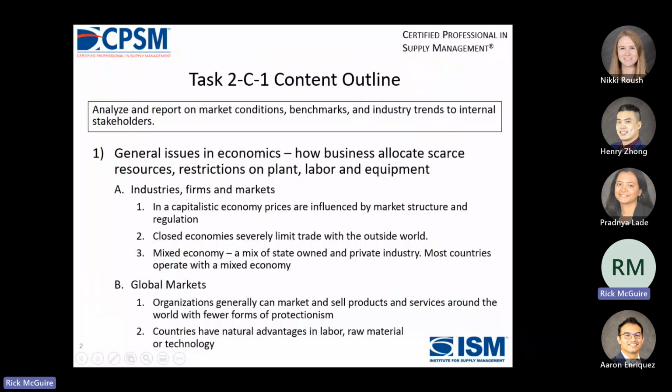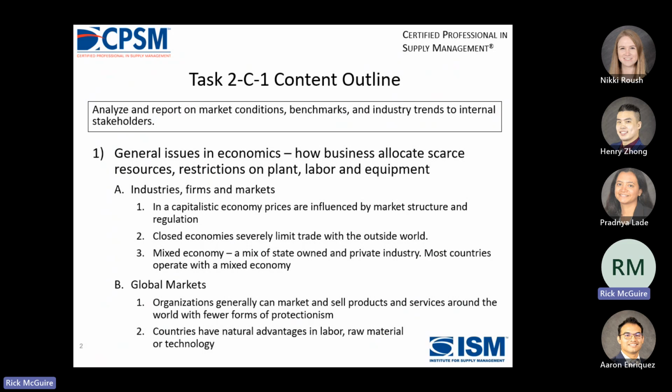So general issues in economics: how businesses allocate scarce resources, restrictions on plant, labor, equipment, etc. In a capitalistic economy, prices are influenced by market structure, regulation, a few other things. Closed economies severely limit trade with the outside world. This is like North Korea. In a mixed economy, some state-owned, some private, I'd say China is more a mixed economy.